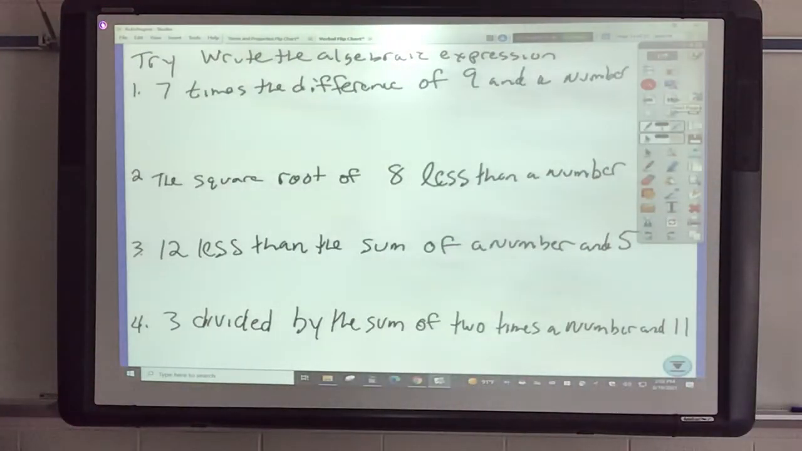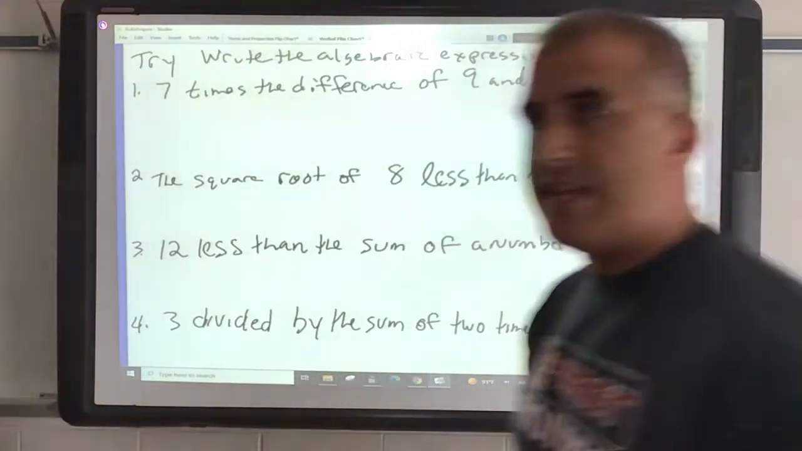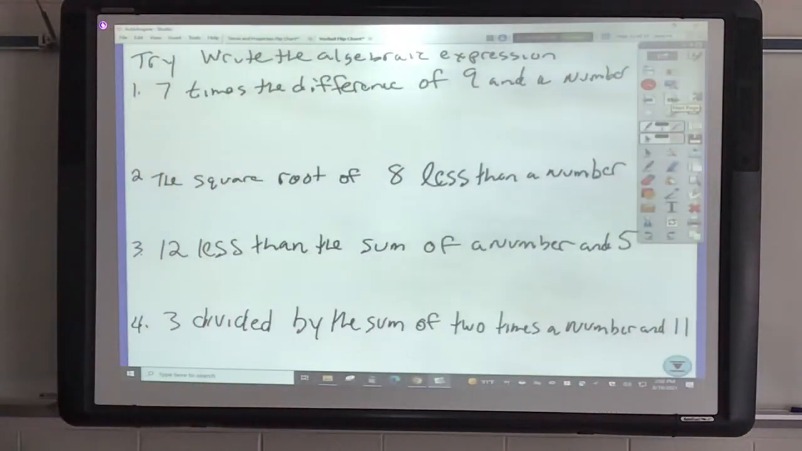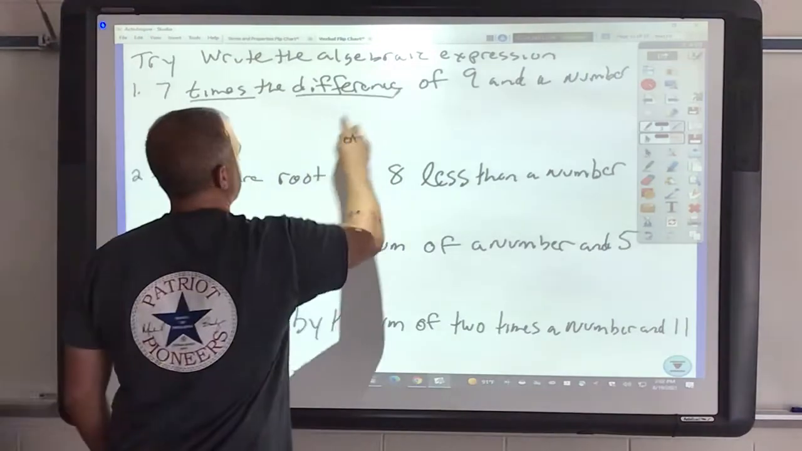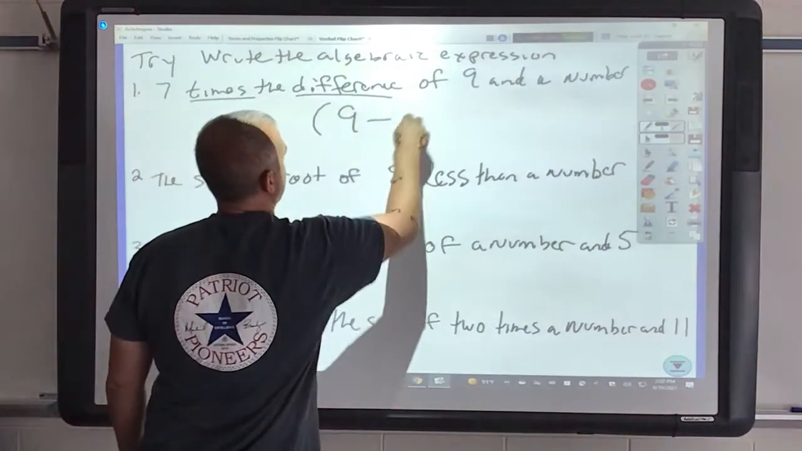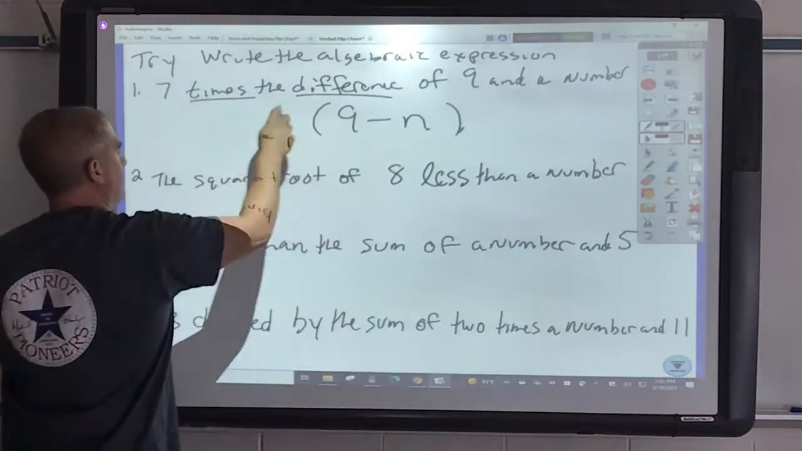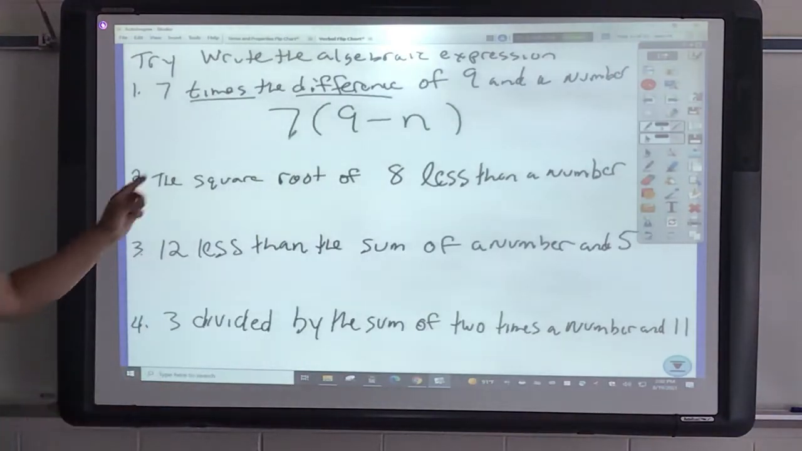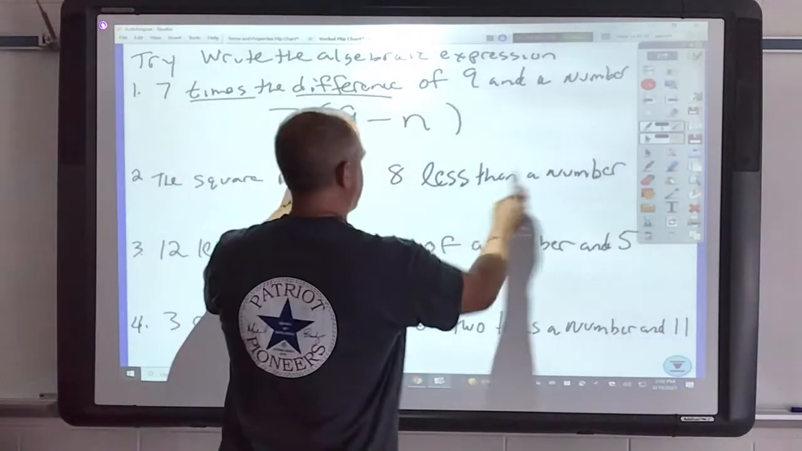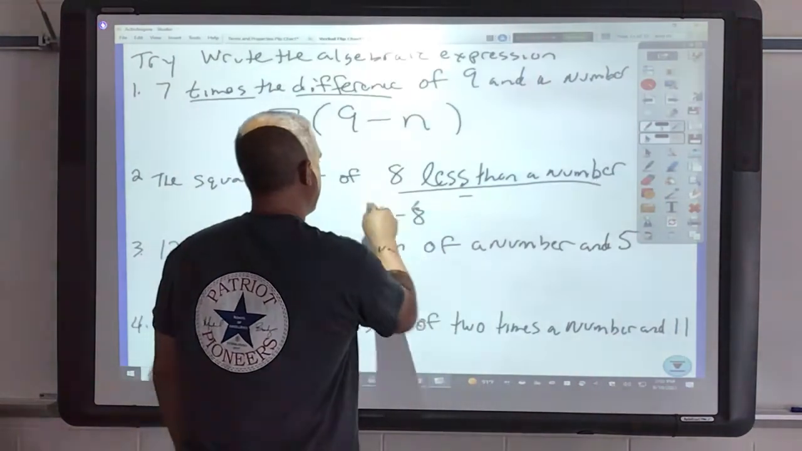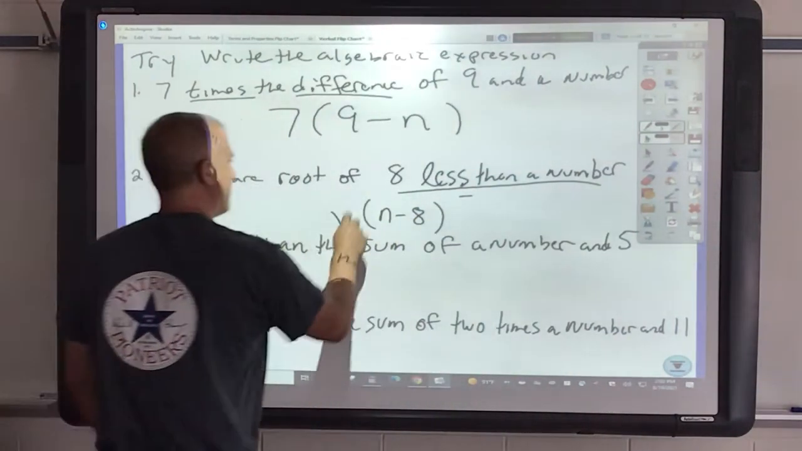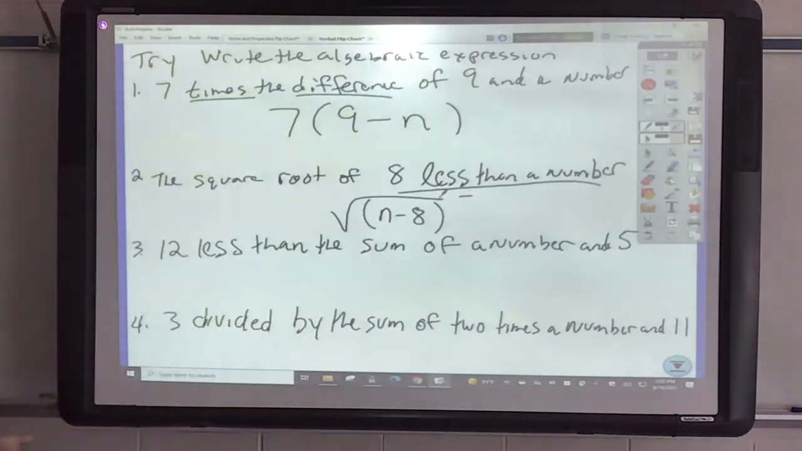Go ahead and pause your video and try these. 7 times the difference of 9 in a number. So times the difference, that's going to be n minus 9. The 7 times just comes in right there. The square root of 8 less than a number. Well, what's 8 less than a number going to look like? That's going to be n minus 8. I got parentheses. What's that telling me? Square root. That's all I got to do.